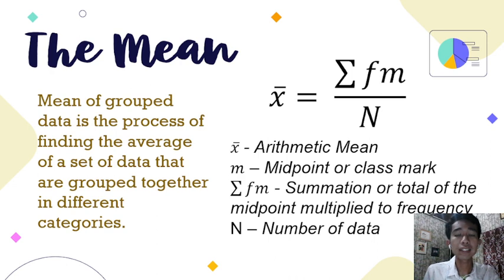First, let's discuss the mean. The mean of group data is the process of finding the average of a set of data that are grouped together in different categories. We have here the formula of the mean for the group data. Bar x is equal to the summation of fm over n, where bar x refers to the arithmetic mean, m is the midpoint or class mark, summation of fm is the summation or total of the midpoint multiplied by frequency, and n refers to the number of data.